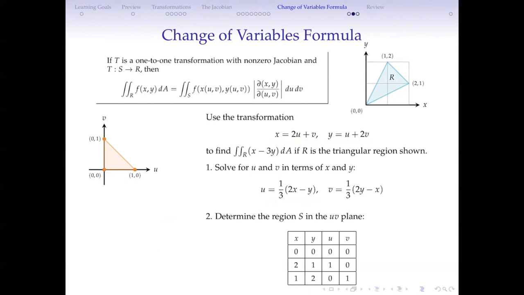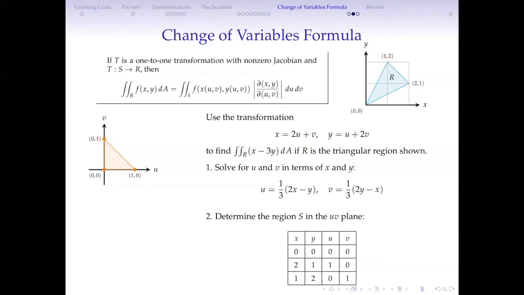So I'm going to take my equations for u and v, and I'm going to make a table where I take each of the three ordered pairs in the xy plane, here, here, and here, and use these formulas to figure out what their corresponding points are in the UV plane. So the point (0, 0) corresponds to the origin. The point (2, 1), that's up here, corresponds to the point (1, 0). And finally, the point (1, 2) up here corresponds to the point (0, 1).